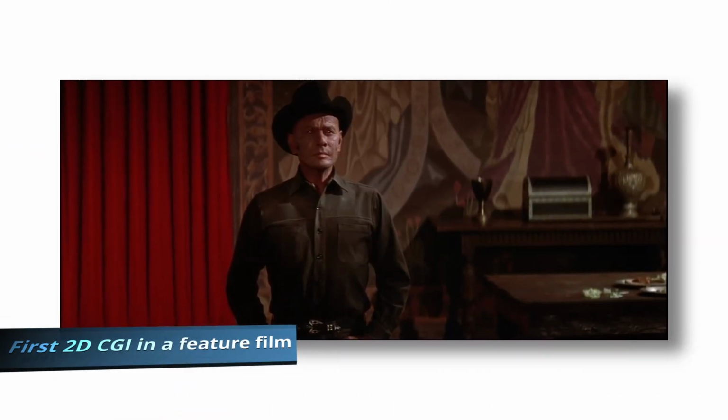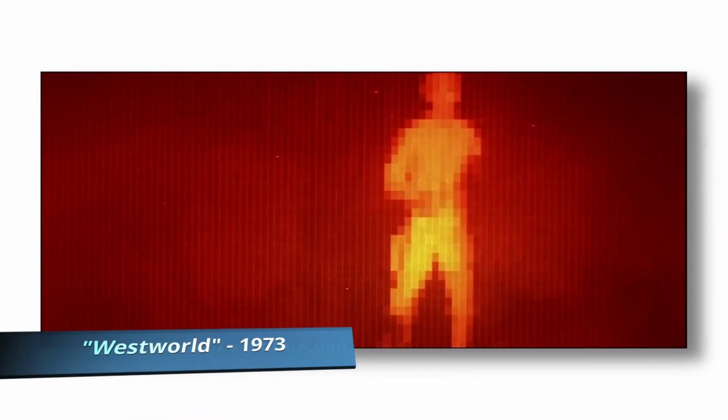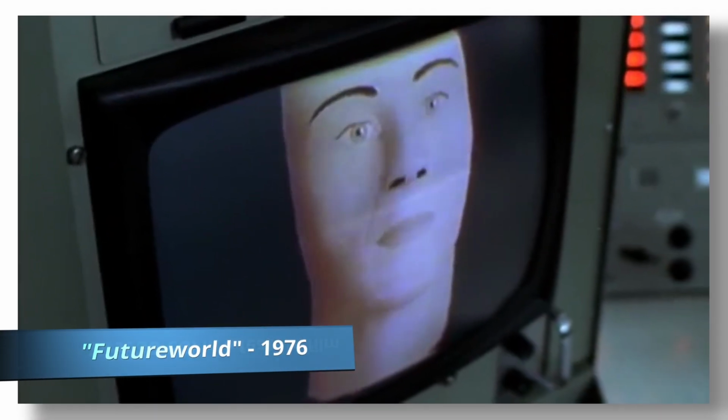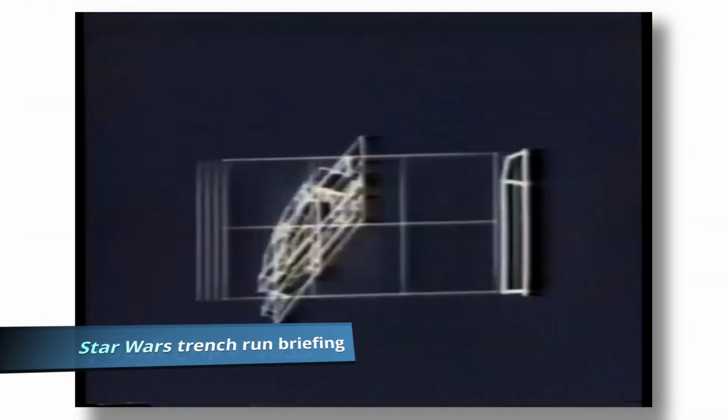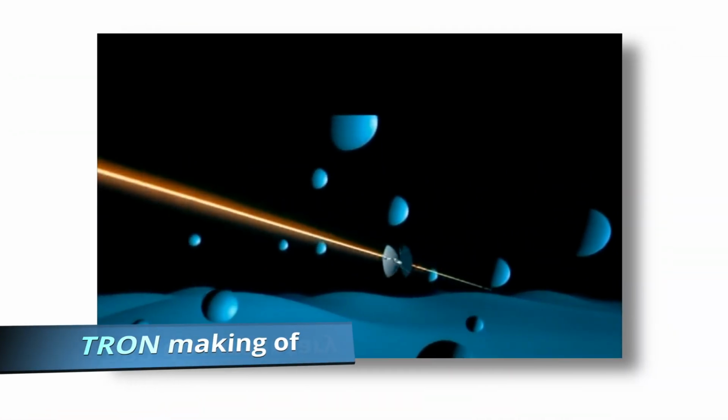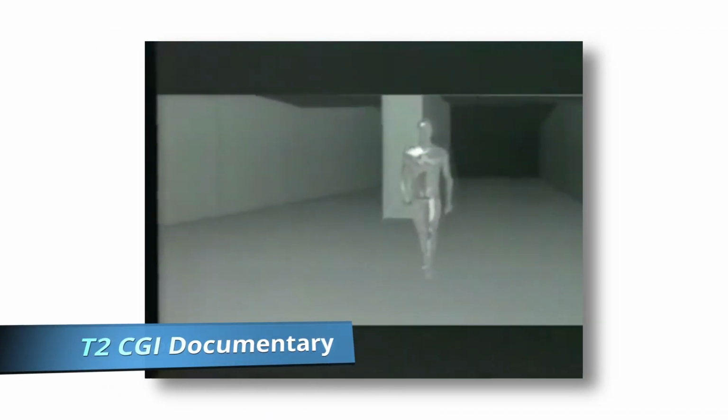Beginning in the 1970s, the computer revolution began to play an increasing role in movie making. Starting with the primitive computer effects of Westworld and Futureworld, computerized visual effects moved at a rapid pace throughout the next couple decades. From the wireframe graphics of the Star Wars Trench Run briefing, to the solid 3D modeling and animation of Tron, to the revolutionary CGI used in Terminator 2, computers were able to create more and more amazing graphics.